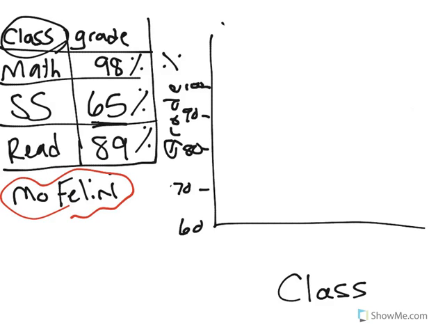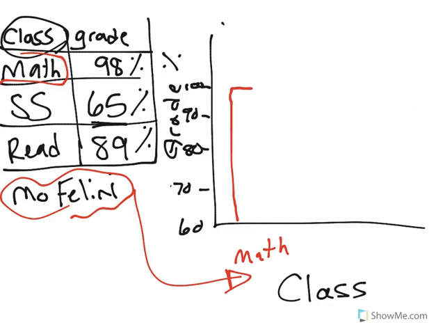So now the next thing I want you to do is make the bar graph, or finish the bar graph, with the subjects being put down here. Pause. Okay, so the first thing is math, and that's 98. So I'm going to go all the way up really close to 100.